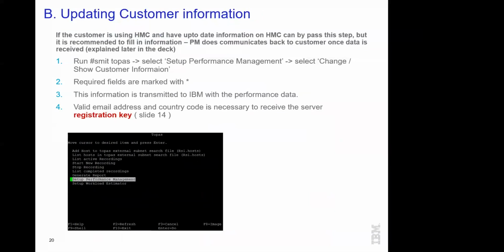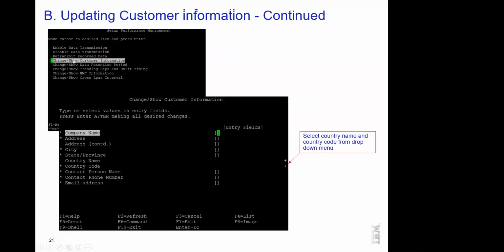The thing is, the same way you run the Topaz command and then select performance management, as you see highlighted below. And then on the next screen, it shows you what needs to be filled. It tells you to change show customer information, enter your company name, and then you can enter all the information. Those have asterisks in front of them.